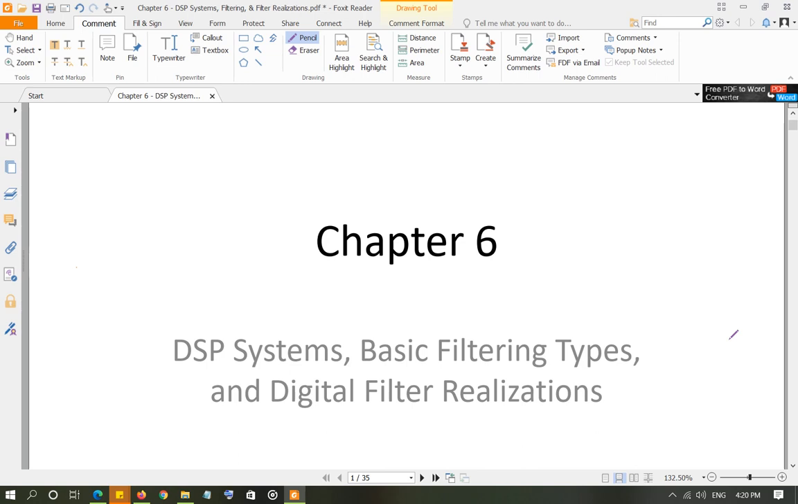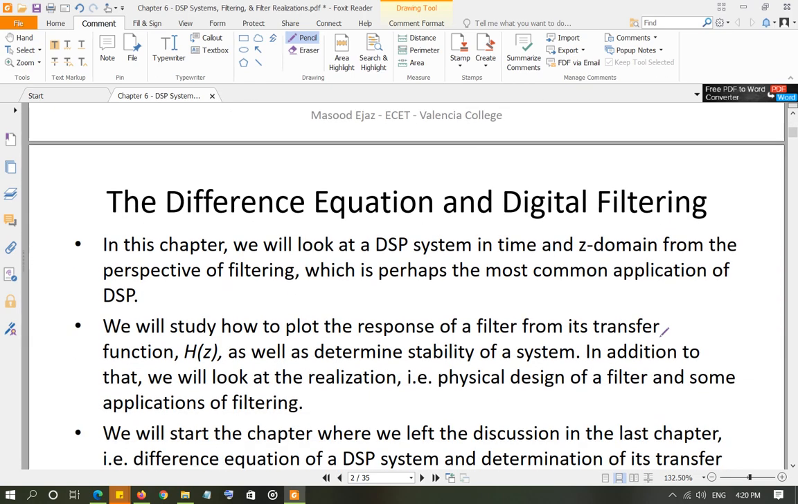In this chapter, we're just going to look at the 4 basic filter types towards the end of the chapter. But before that, we are going to look at the system that we have been studying so far from the perspective of a DSP filter. So let's move on and review the difference equation and digital filtering.